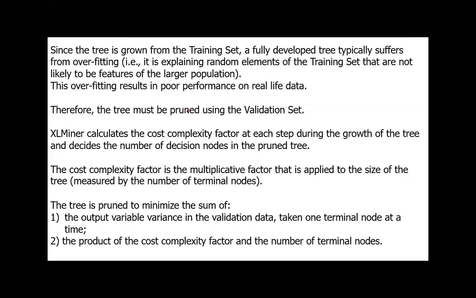Now, since the tree is grown from the training set, a fully developed tree typically suffers from overfitting. What do you mean by overfitting? See, it is explaining random elements of the training set that are not likely to be features of the larger population. This overfitting results in poor performance on real life data.